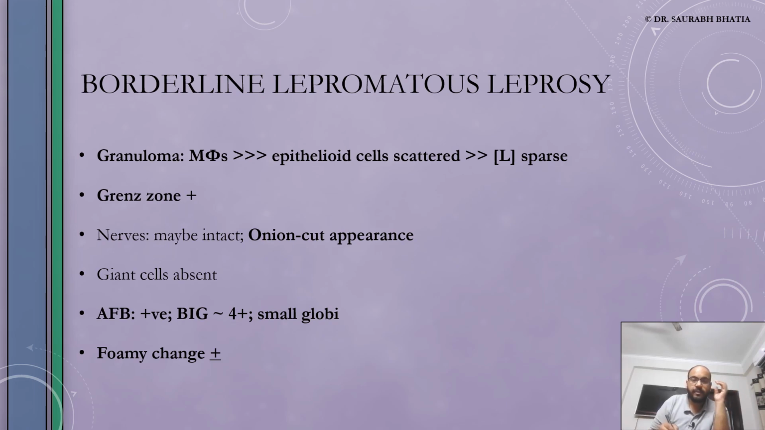In borderline lepromatous leprosy, the granulomas are made of macrophages, which are a lot more in number than scattered epithelial cells, and they have sparse lymphocytes. So now you understand, lymphocytes decreasing, epithelial cells increasing, macrophages increasing a lot. Okay. Grenz zone is present. The nerves may be intact with onion skin appearance.